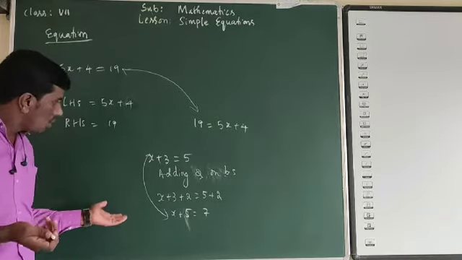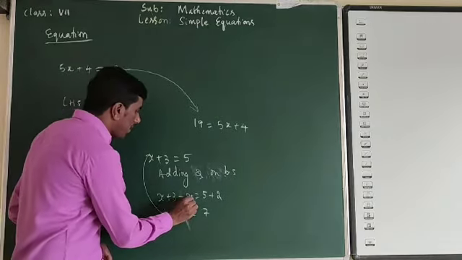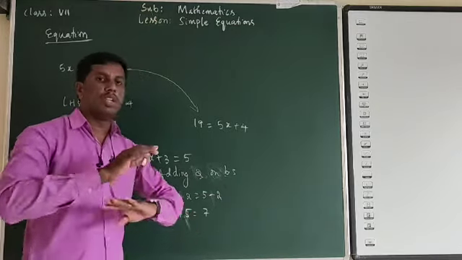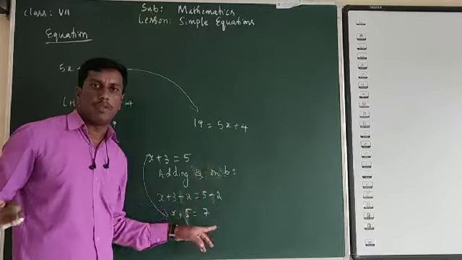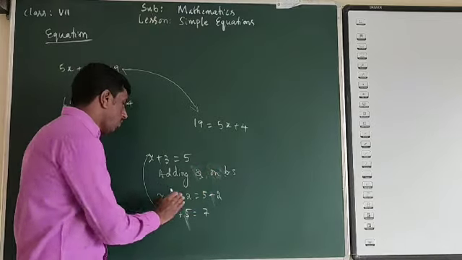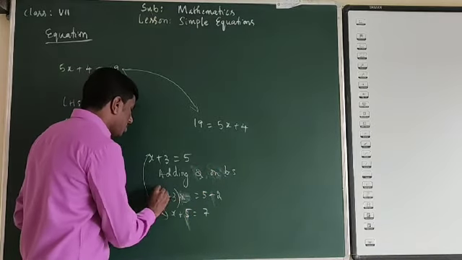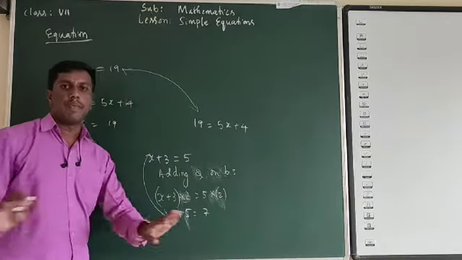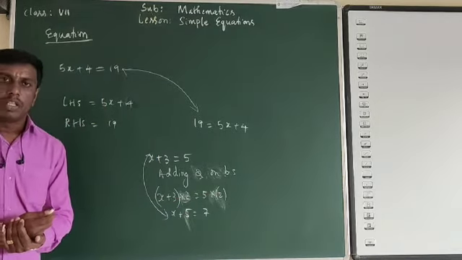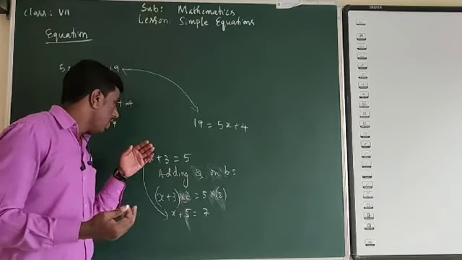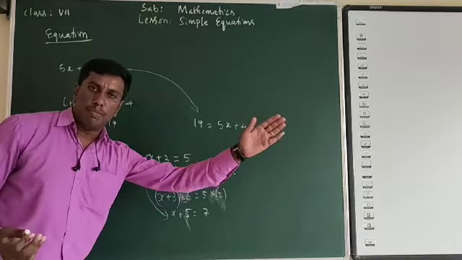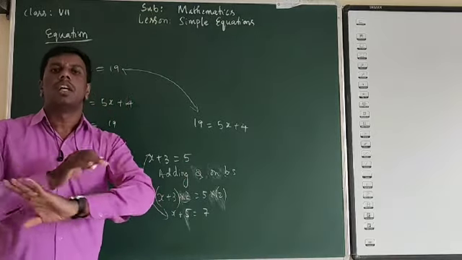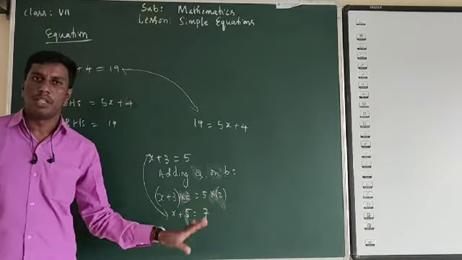Similarly, if you subtract the same value, 2, from both sides, that also will not change the value of the expression. And if you multiply the equation by 2 on both sides, that also is not going to change the value of the variable. That means whatever you are doing to the equation, you have to do it for the LHS as well as the RHS. If you do like that, it will not change the value of the variable.